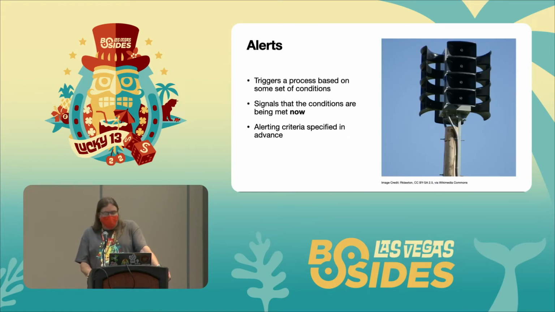Building on top of logs are alerts, which are more timely. This is something that fires when a condition's met. And I'm just defining these as terminology so that we all understand what I'm saying for each of these. And the alerting criteria are always specified in advance. There's something you expect to happen or are worried will happen, and so you write an alerting rule that fires when those conditions are met. Usually triggering some kind of process based on that.